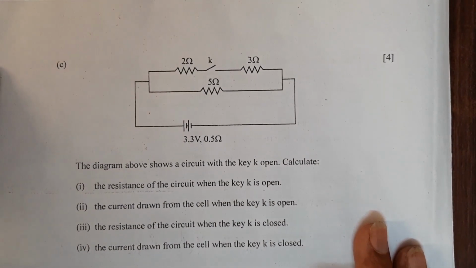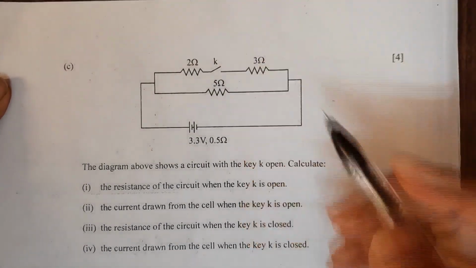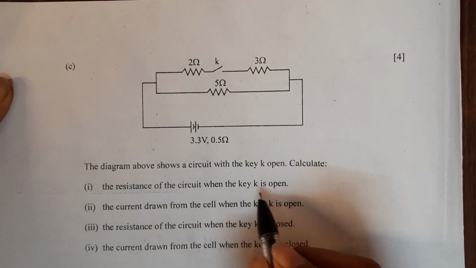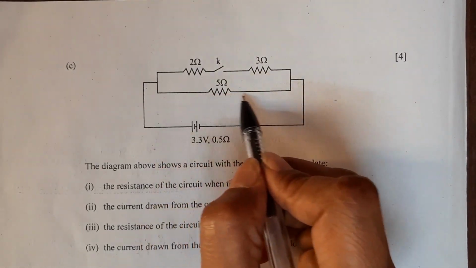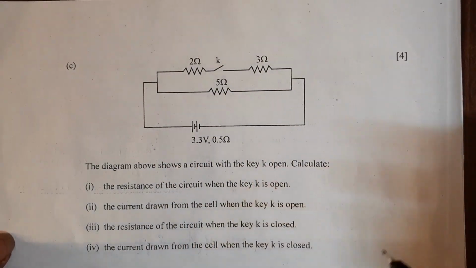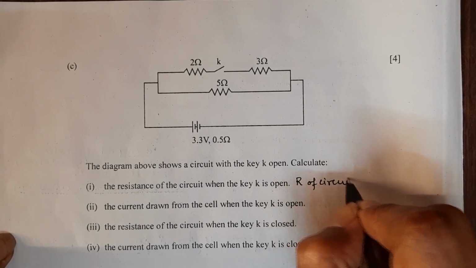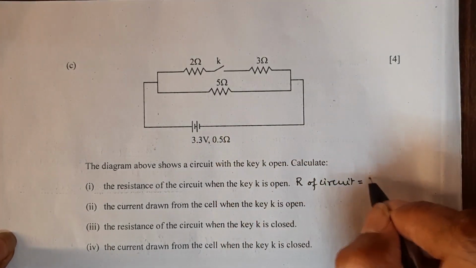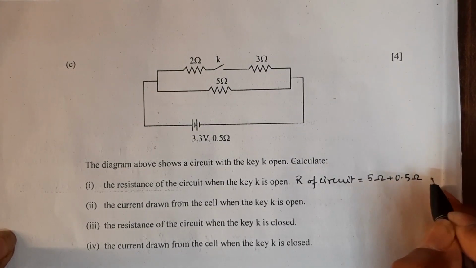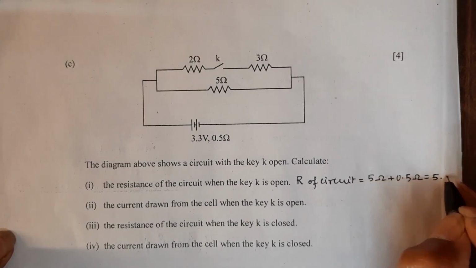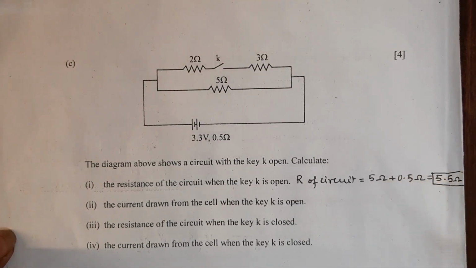Question 8c. The diagram above shows the circuit with key open. This key is open. Calculate the resistance of the circuit when key K is open. Now when key K is open, the current will not flow here, but it will go through this. And so the resistance of the circuit is going to be 5 ohm plus the internal resistance here 0.5 ohm, which is equal to 5.5 ohm. And that's your answer 1.